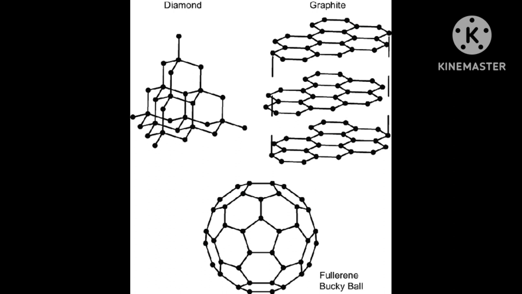It is used as an abrasive. Diamond is used as an abrasive for sharpening hard tools, in making dyes, and in the manufacture of tungsten filaments for electric light bulbs. In electric light bulbs, the filament is there. That is a tungsten filament. So there also it is used.